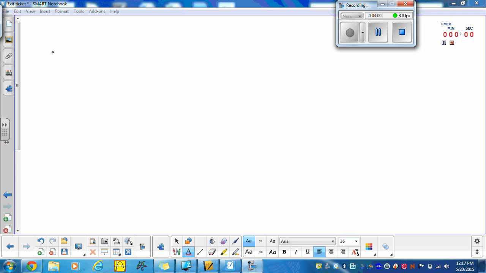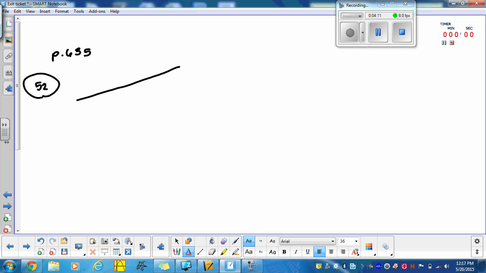Okay, next we're going to look at problem number 52. So again, we're on page 635. This particular one takes a look at the other triangle, for alpha. So here's the picture that we're looking at. This is 24, and this is 7. So we do need to find out the missing side. So pause the video and take a look at the Pythagorean theorem to find the missing side.